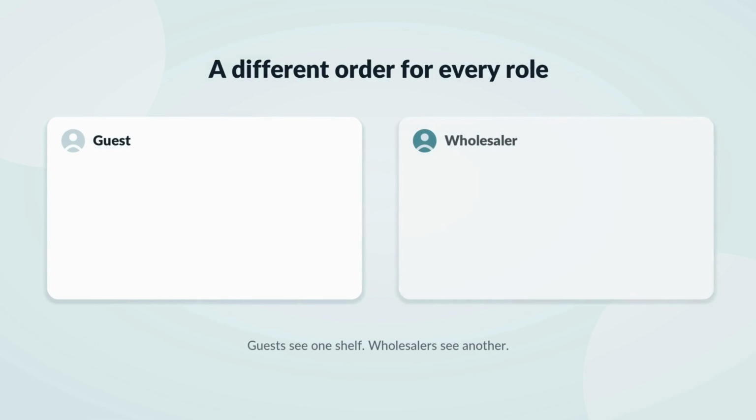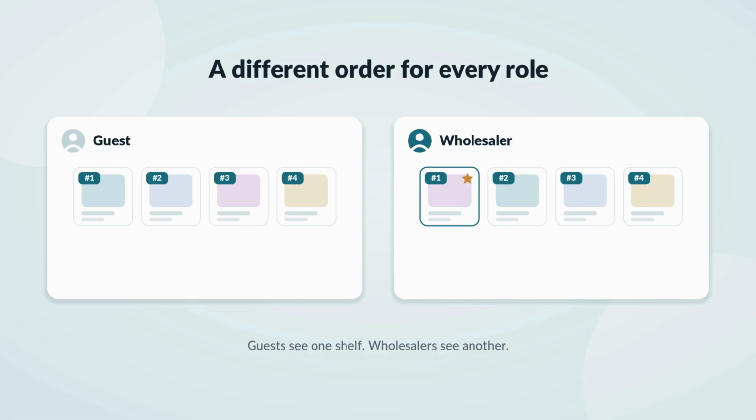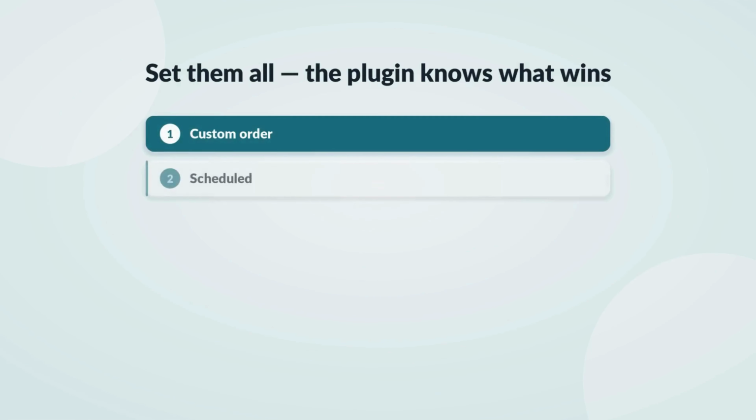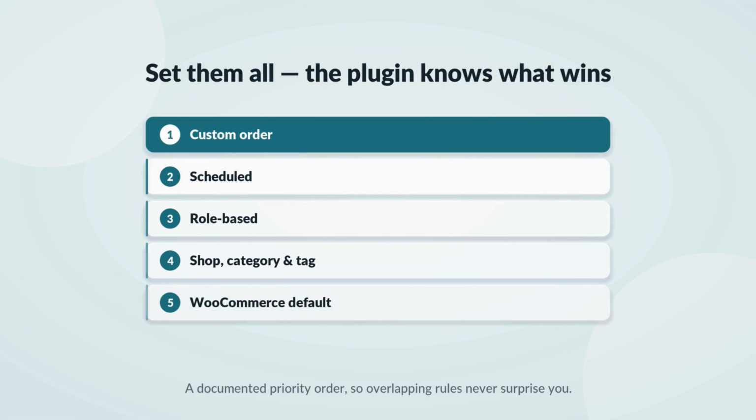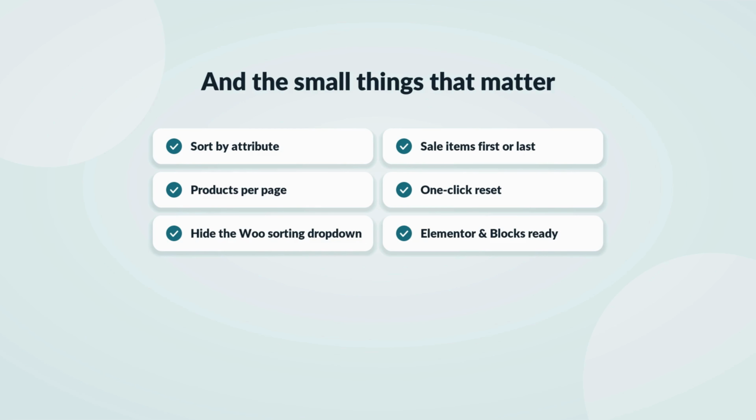Show a different order to different people. Guests see one shelf. Wholesalers see the products they actually buy. Set as many rules as you like. There's a clear order of priority, so nothing conflicts. Plus the small things: attribute sorting, sale items first, one-click reset. Let's see it in action.